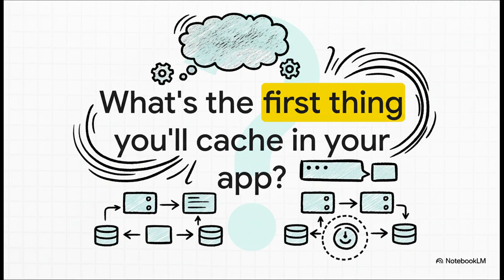So I want to leave you with one final question to think about. Now that you've got all these strategies in your back pocket, take a hard look at your own AI projects. What's the one thing, the single highest impact thing you could start caching right now to make your app faster, cheaper, and just plain better?